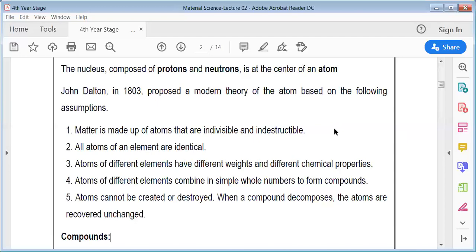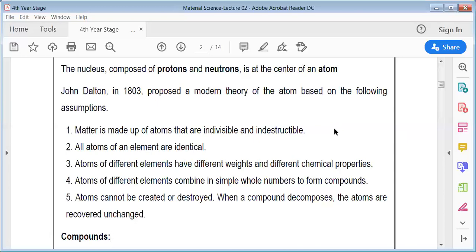Number three, atoms of different elements have different weights and different chemical properties. That's true. For example, oxygen is not similar to hydrogen, hydrogen is not similar to chlorine, chlorine is not similar to sodium. They have different weights and they have different chemical properties. Some of them are very active, some of them just active, some of them are not active, so they are different.